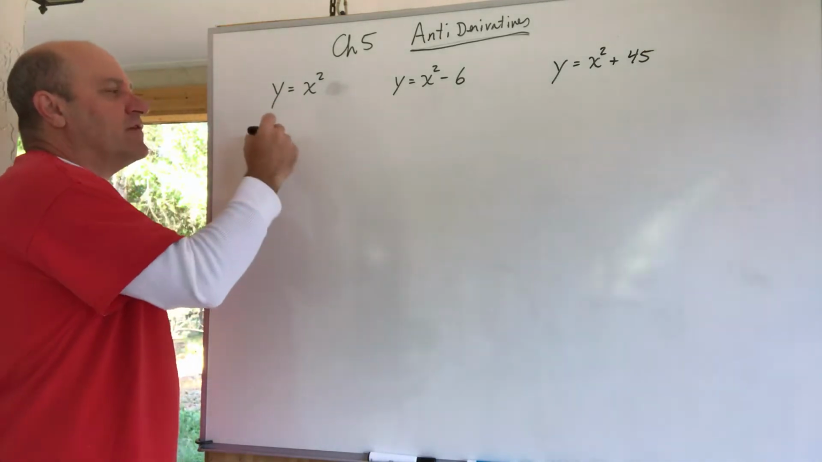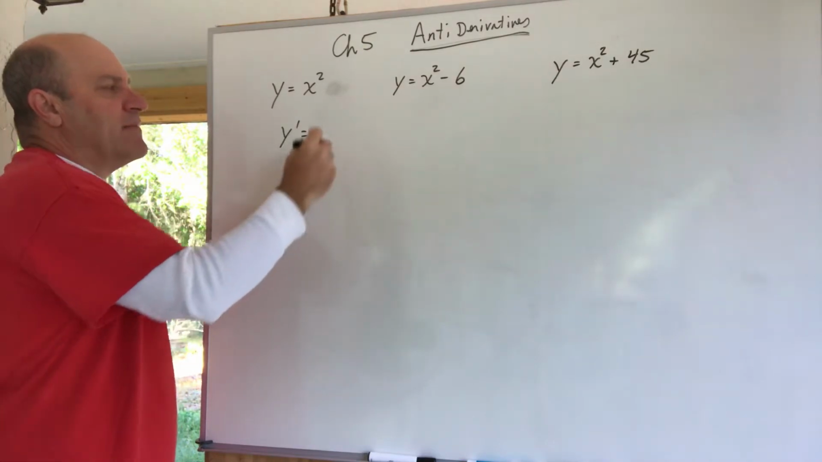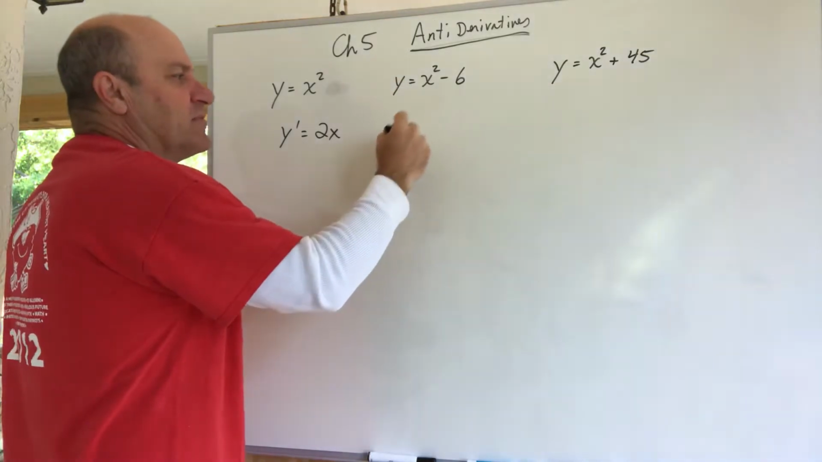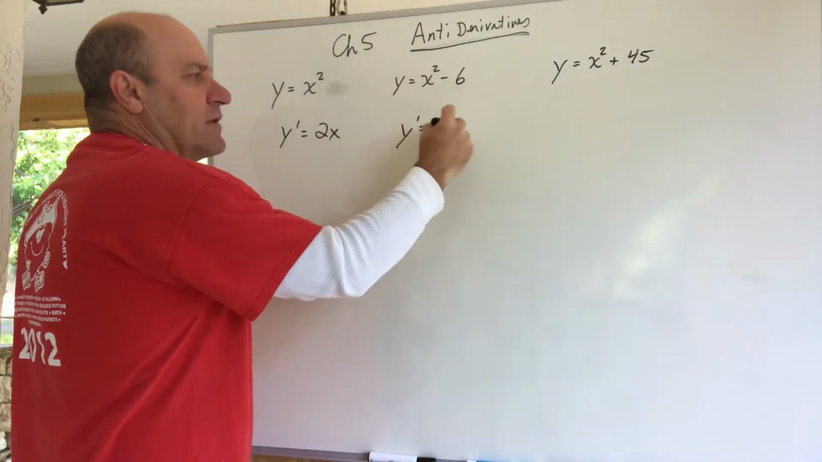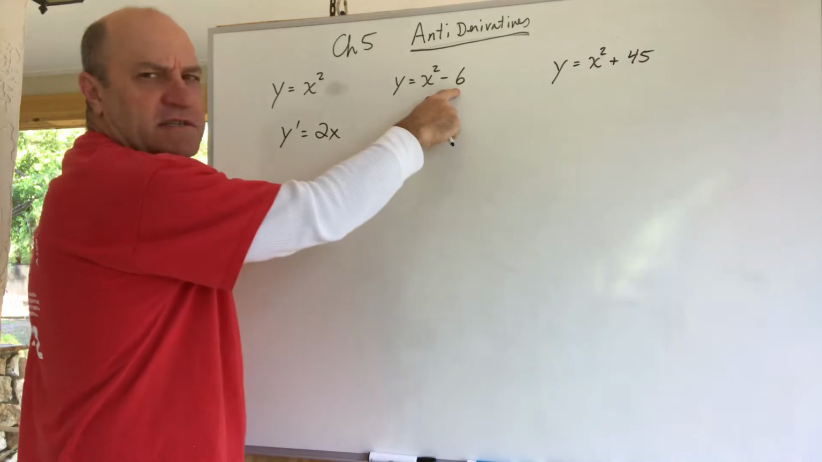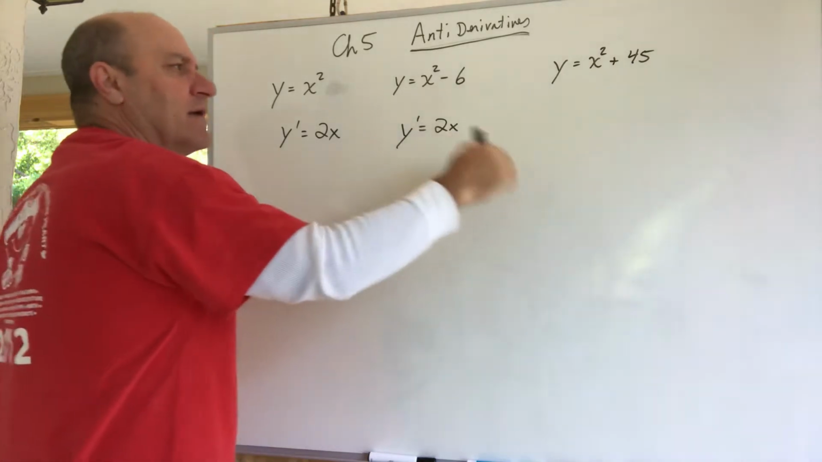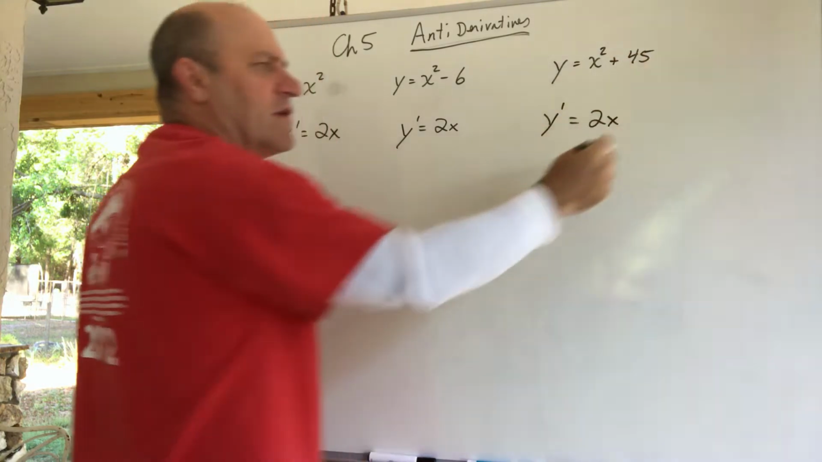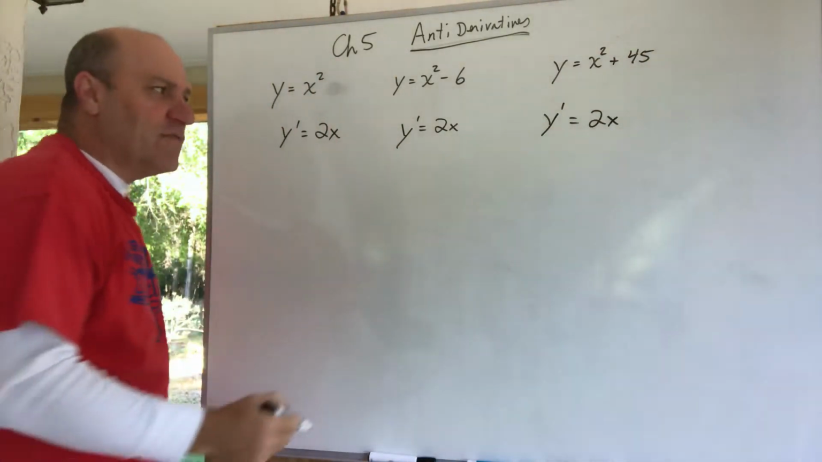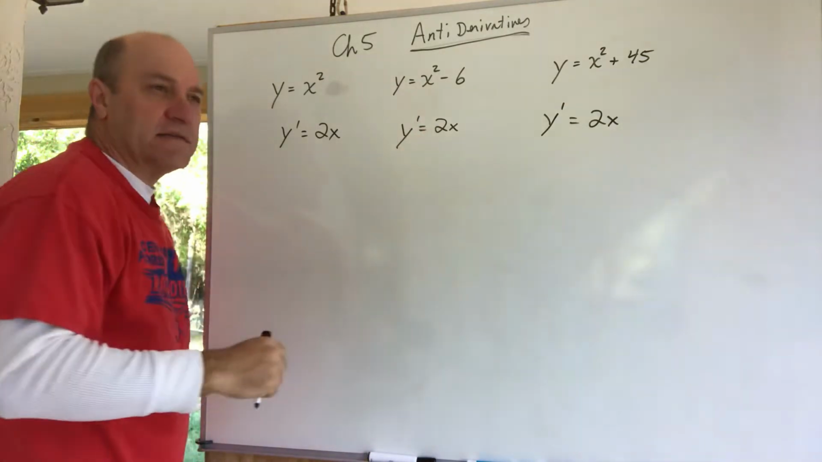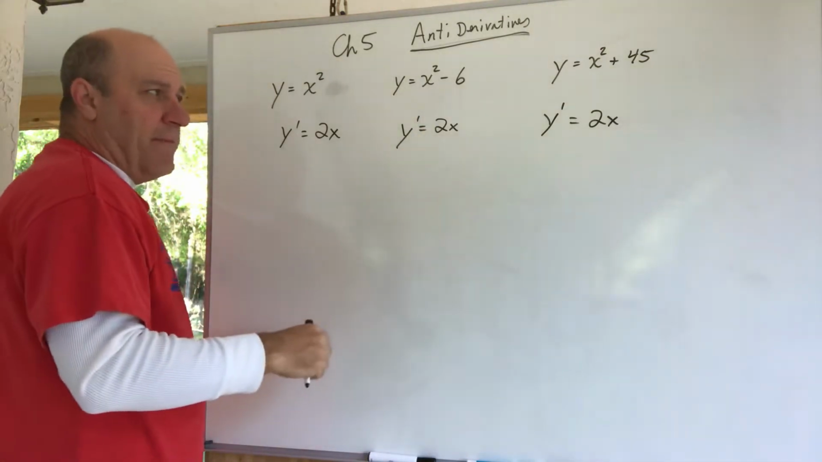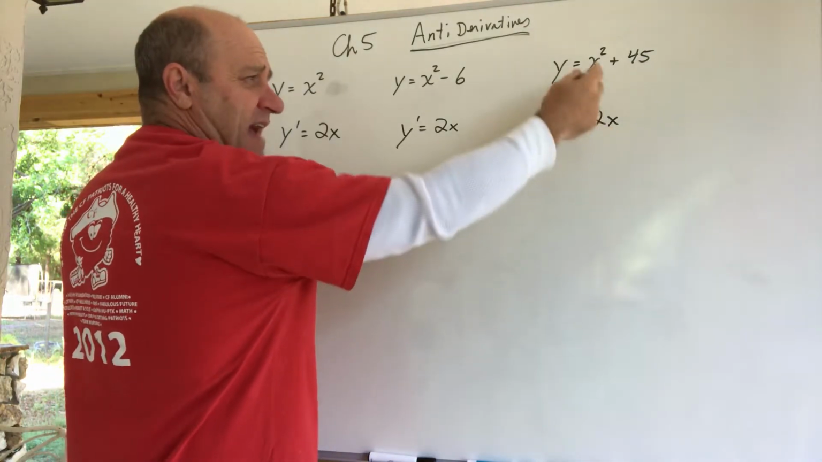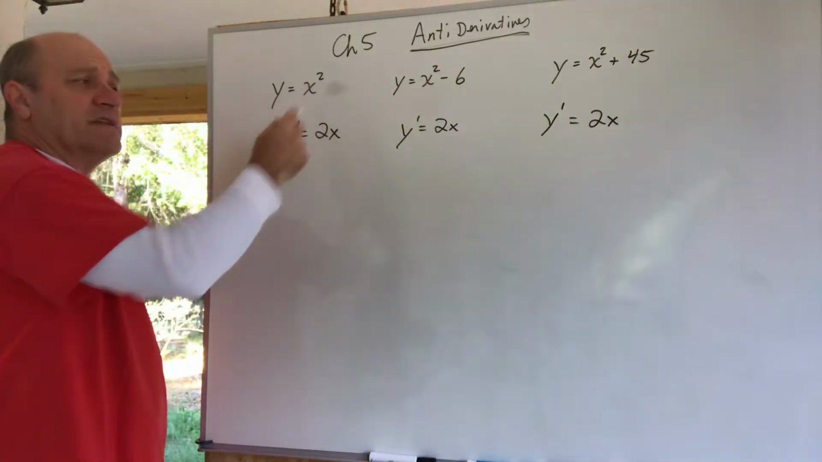So you know that if you take the derivative of this, we call it y prime, and the answer is 2x. You know that. Take the derivative of this, please, and you also get 2x because the derivative of the constant is 0. So the derivative of this is also 2x. The constant is 0. So if I ask you for the antiderivative of 2x, is it that, or is it that, or is it that?